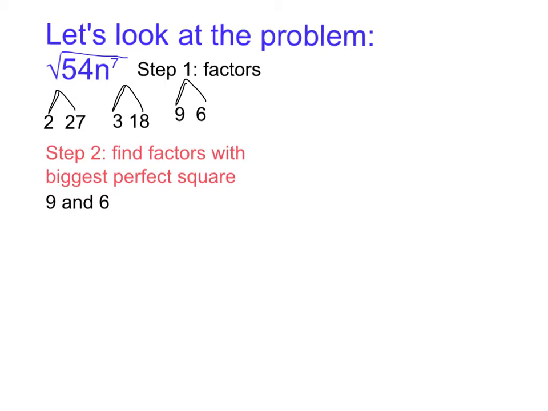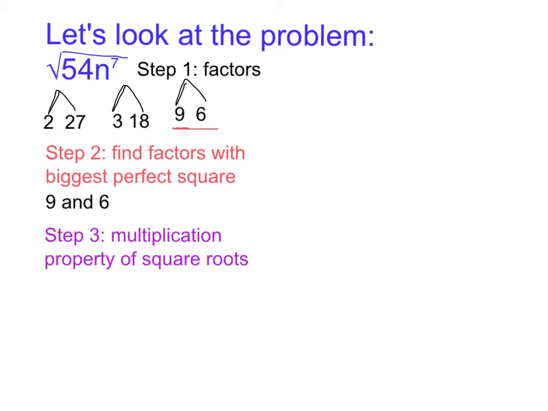Let's look at this problem. The square root of 54 n to the 7th. So our first step is to find the factors of 54, which are 2 and 27, 3 and 18, and 9 and 6. And if we look at these factors, the factors with the greatest perfect square is 9 and 6, simply for 9.